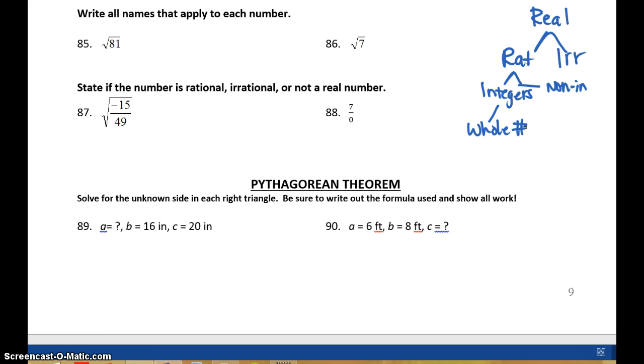Okay, so write all names that apply to each number. So for number 85, we're going to look here, and it's the square root of 81, which in this case is 9. So we know that is a real number. That number exists. Rational, you can write it as a fraction. It is an integer, which means it doesn't have any decimal. And it's a whole number because it's positive.